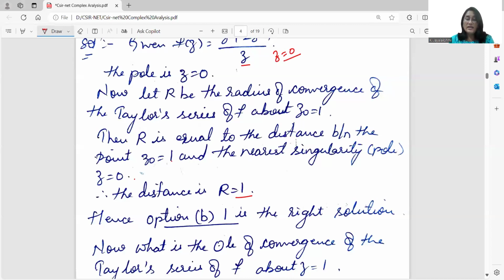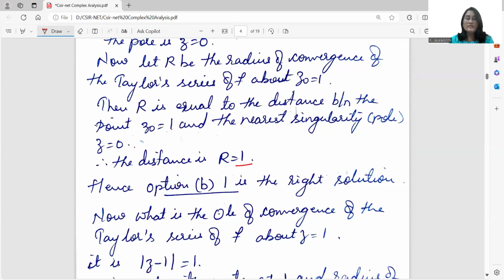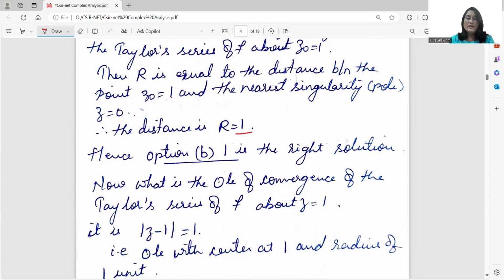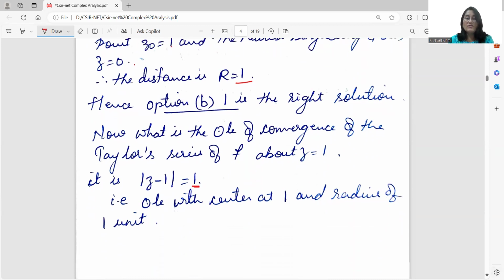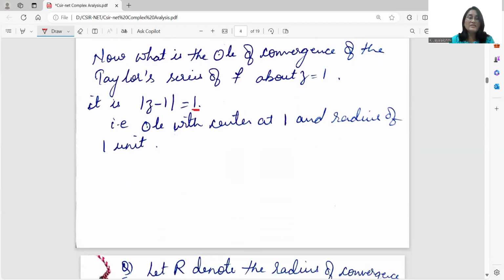But if we intend to calculate the circle of convergence, then for this Taylor series of f about z equals 1, it is modulus of z minus 1 equals 1. And therefore, the circle of convergence is the circle with center at 1, and it is of radius how many units? It is of radius 1 unit. And this is the circle of convergence for this. And thus, we are done with the question.